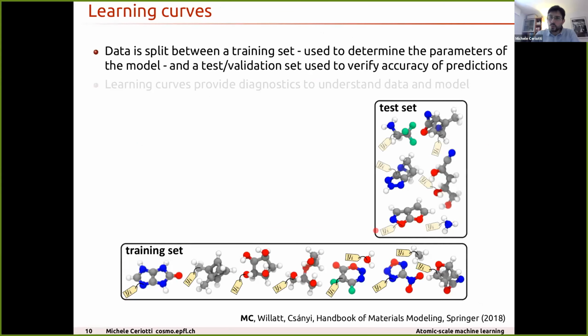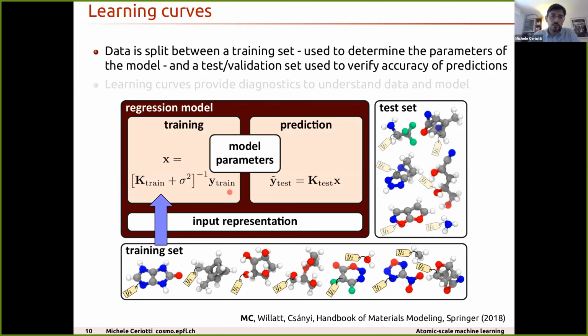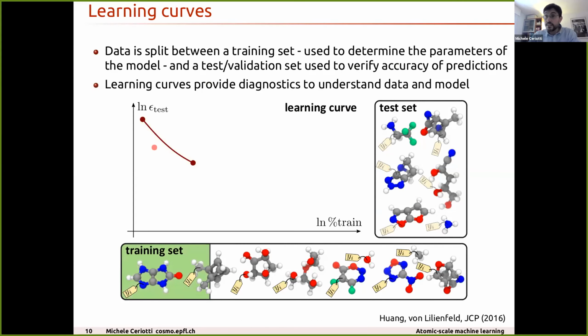So another concept that I want to introduce, because I will use it as a diagnostic of the behavior of a machine learning model, is that of learning curves. So essentially, the idea behind the construction of a learning curve is to repeat the process of training a model by basically exposing it to a certain number of training structures, determining the model parameters, and then using the fitted model to make predictions on a new set of configurations. And then, since for this test set you also compute the actual target value of the property, you can compare the prediction and the ground truth and compute an error. And this is a generalization error.